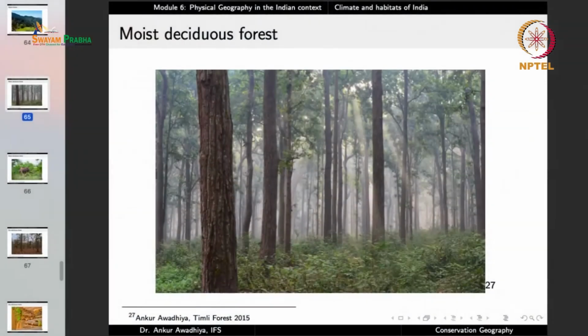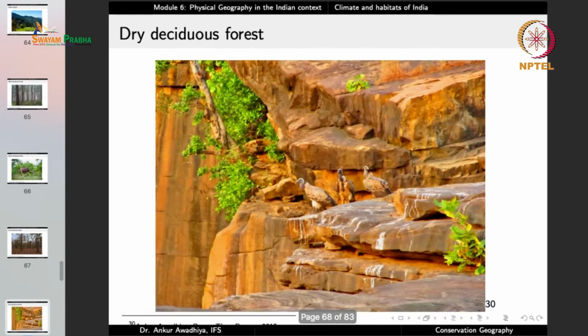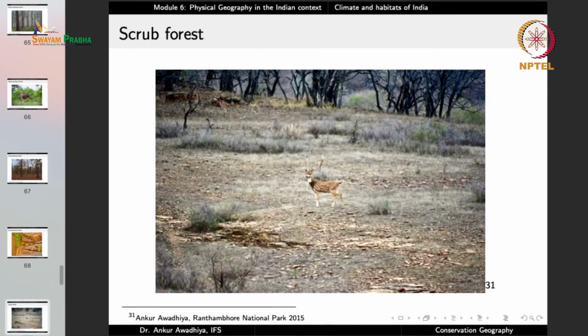Next, we have the scrub forest. Now, scrub forests are found in drier areas, and in these areas, the trees will be less in number, and most of the vegetation will comprise of grasses or shrubs. Now, this is an adaptation for less amount of moisture in these areas. So, the amount of moisture is so less that it cannot support a large number of trees. And so, you find smaller plants, you find grasses and you find shrubs.